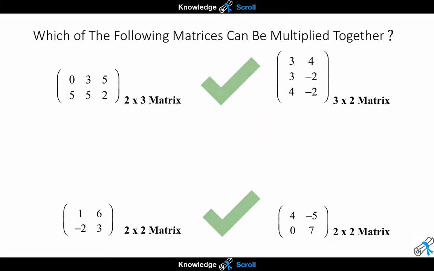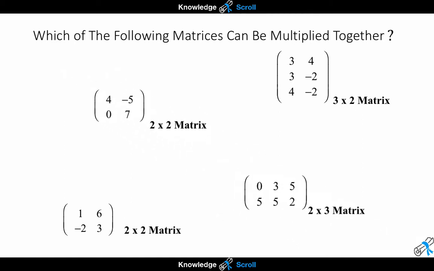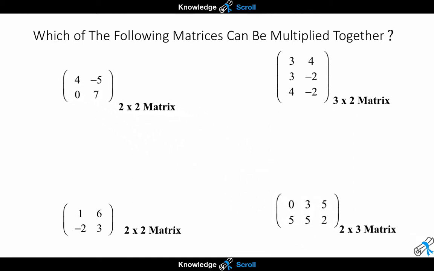Now let us switch these matrices around and see if the properties hold true. In the first matrix up top, you have 2 columns, but the one on the right has 3 rows. Therefore, by our definition, these two cannot be multiplied together.